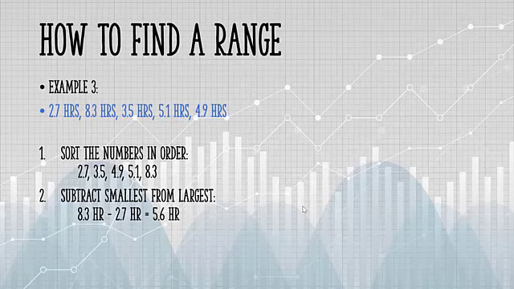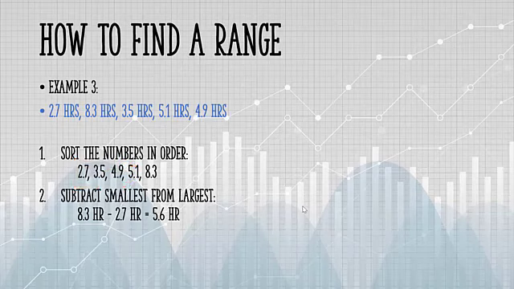What that's telling us is if you start counting at 2.7, going up by tenths, when you get to 8.3, you will have counted 5.6 hours. Another way to put that, the spread of these numbers from here to here is 5.6 hours.